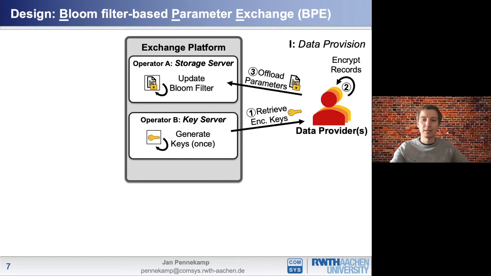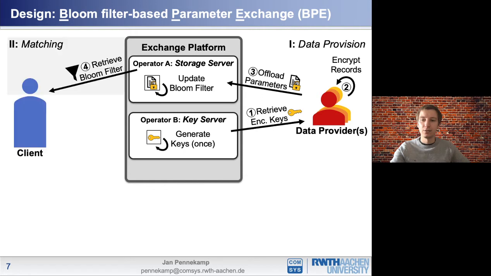Those encrypted records are then offloaded to the storage server that maintains the Bloom filter to index all the available parameters that are stored at the storage server. Then clients can, during the matching phase, retrieve this Bloom filter and use it to conduct the matching, basically to compute the similarity metric and check whether parameters are indeed included at the exchange platform, and if they are also in the Bloom filter.